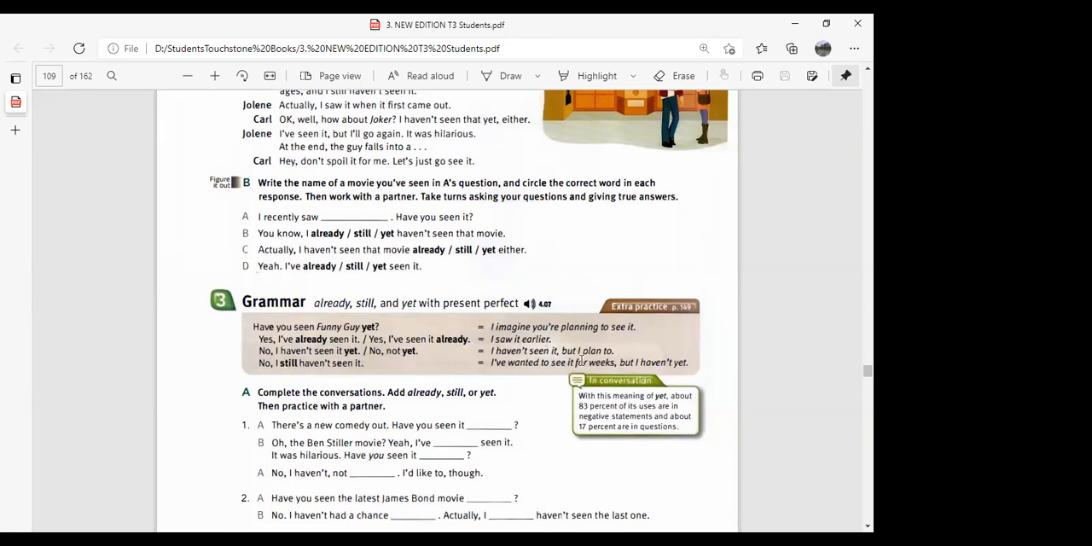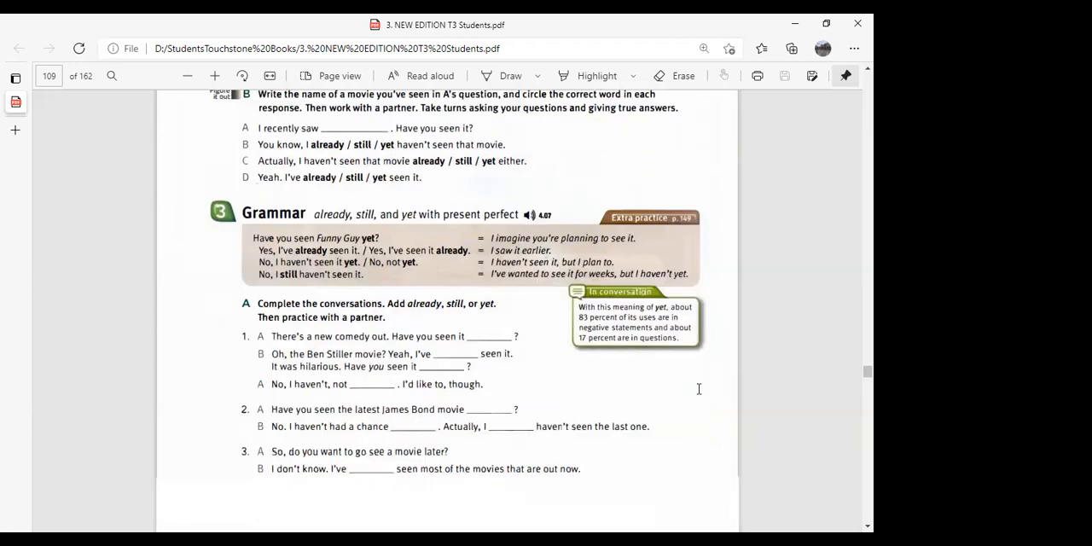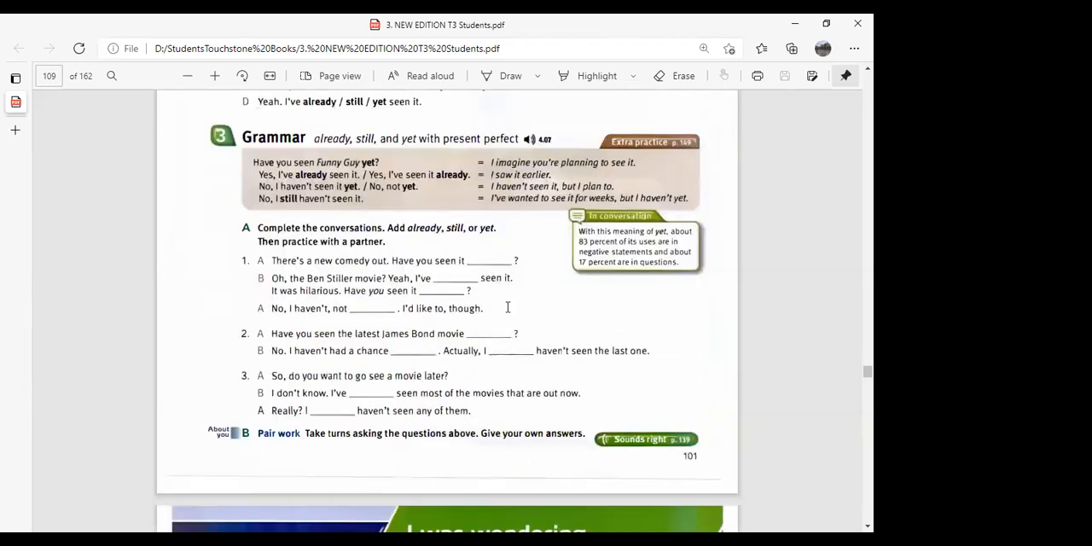I haven't seen it, but I plan to. I wanted to see it for weeks, but I haven't yet. In conversations, you need to use the position of the word correctly, so it's very important you know how to use it.